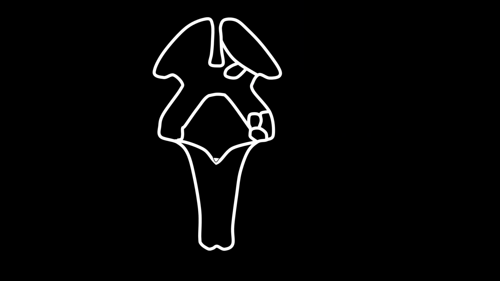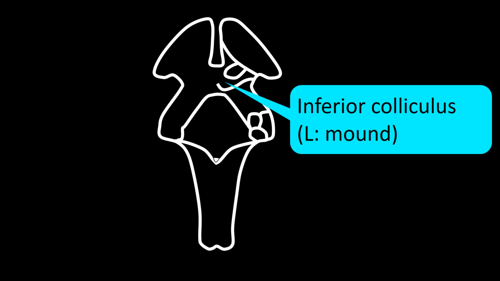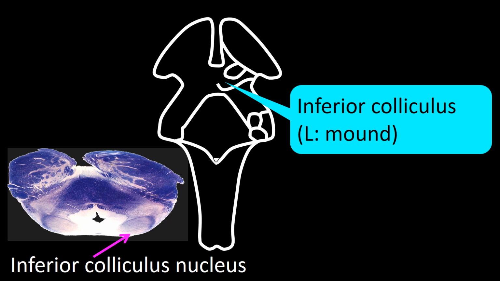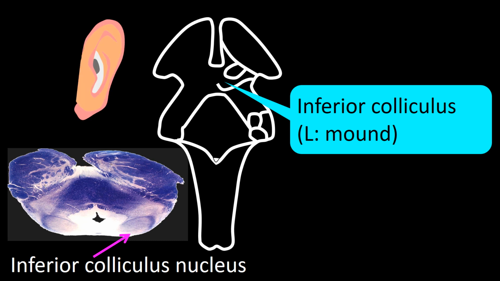Focusing back on the drawing, place the pencil in the midline above the roof of the fourth ventricle below the superior colliculus. Make a little hump and extend it to the side. This is the inferior colliculus. It is an important relay station for sound. The inferior colliculus contains the nucleus of the inferior colliculus. It is, as we just mentioned, related to hearing.